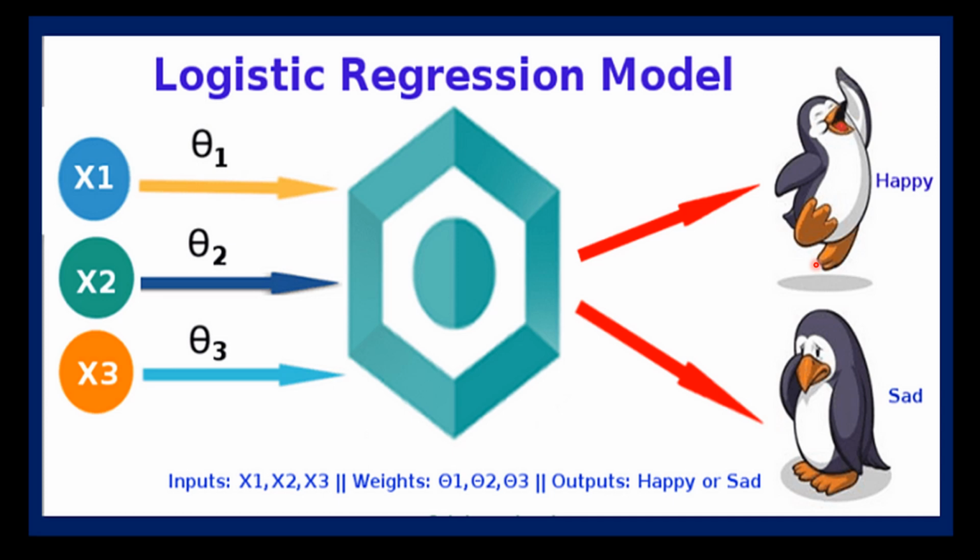Why is it called logistic? Because it uses the logistic function, which maps the continuous range of values, that is minus infinity to plus infinity, to a probability range of 0 to 1.